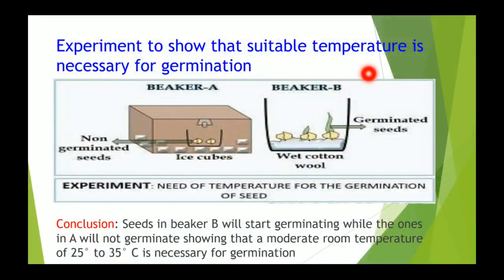This experiment shows that a suitable temperature is necessary for germination. We take the same thing: two beakers, beaker A and beaker B, with wet cotton wool in both. This time we are taking water also, along with the same quantity of seeds in both beakers. Now we put beaker B at room temperature, and beaker A in ice cubes, or you can keep it in a refrigerator also. Keep it for 2 to 3 days.